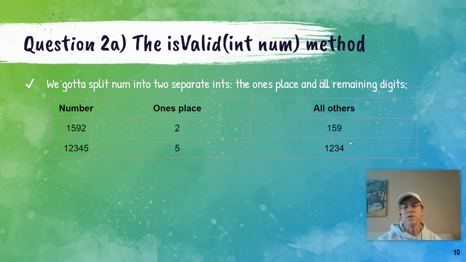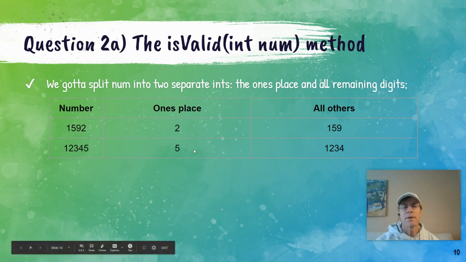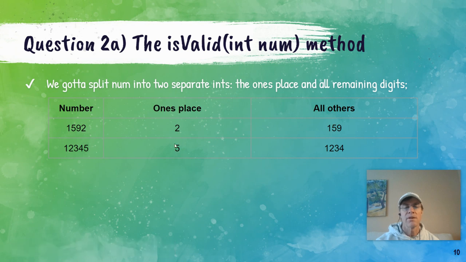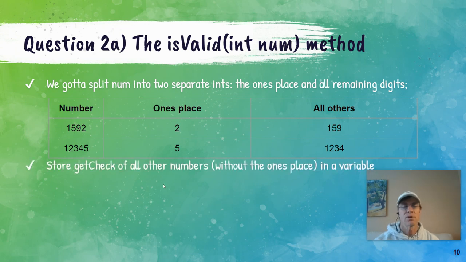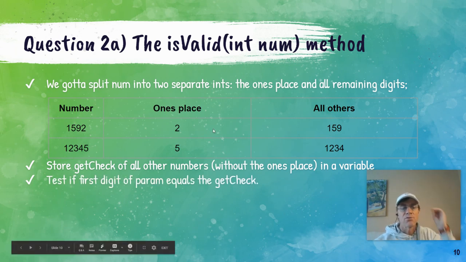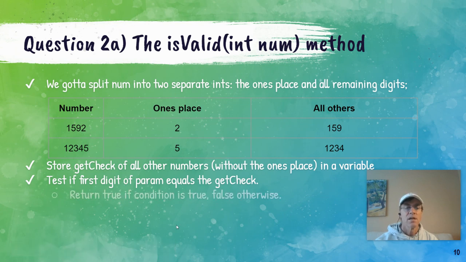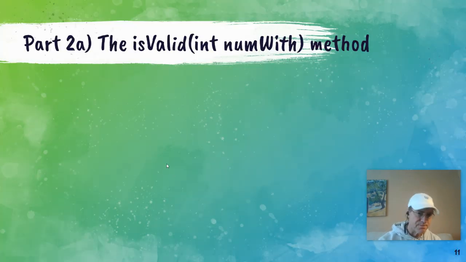So what we want to do is pass this to the get check method. That would come back with a number, and then we would want to compare what is in the ones place with what came back from that, which is basically what we're looking for. So we're going to store those, call get check for all the other numbers, that's the 1, 2, 3, 4, in a variable, test to see if the first digit equals the response from get check, and then we return true if that's the case, false otherwise, and that's it.